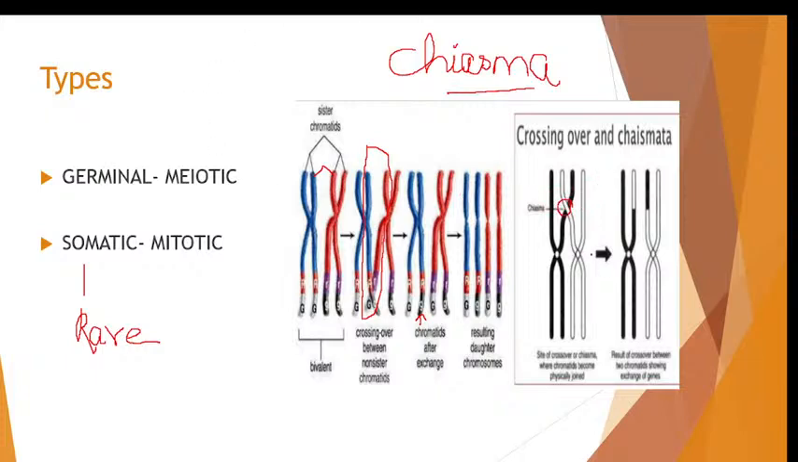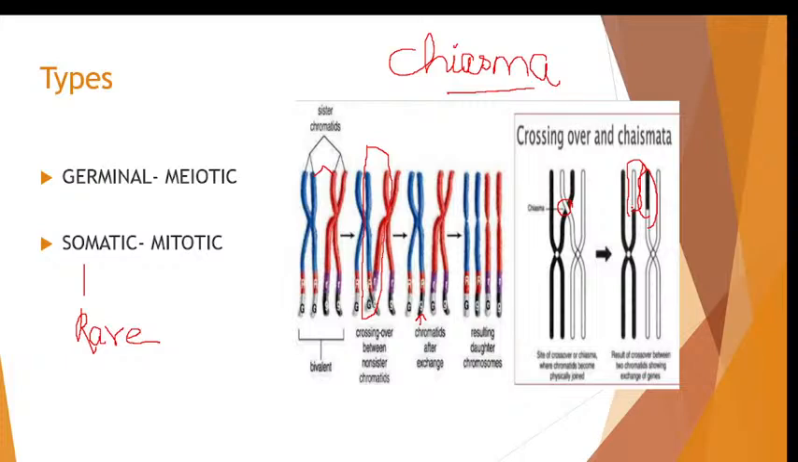See, after this recombination, this black chromosome got a white part of the other one, and the white one got a black part of the other one. That means what? The exchange of genes has happened between the two non-sister chromatids. So that is the type.